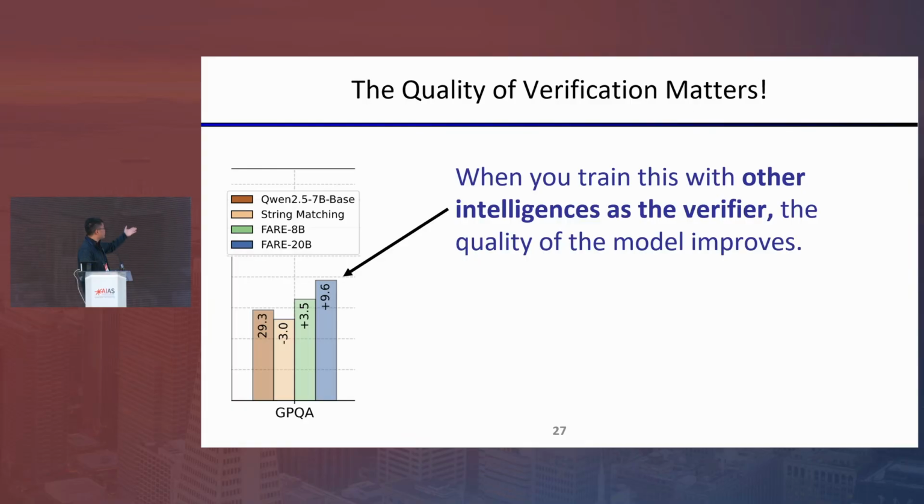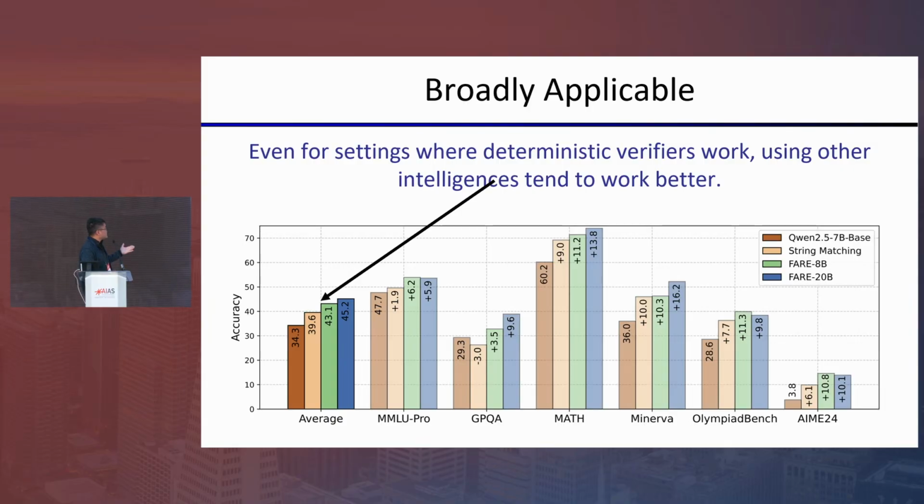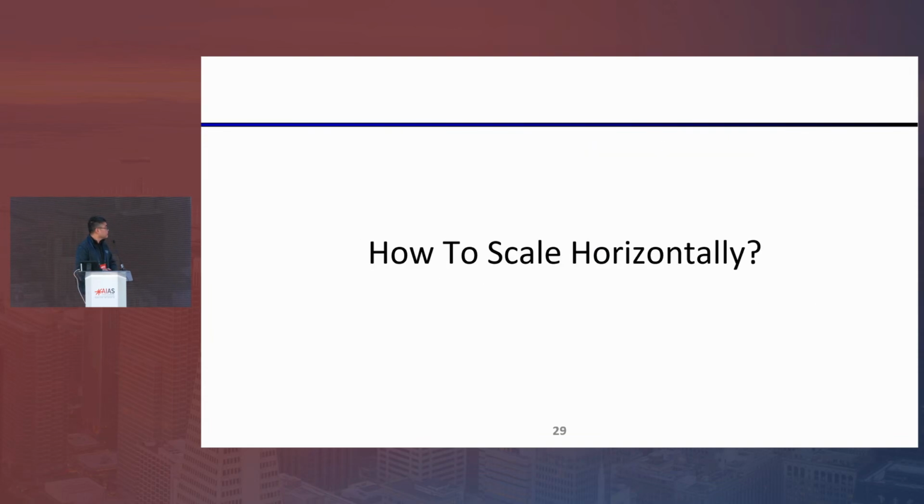Here, you already see that the quality improves compared to the original baseline, 29.3. And the important thing is that on many different benchmarks, even on benchmarks where the basic string matching approach is able to improve the quality of the system, if you later also adopt a new verification system that is based on higher level intelligence, it turns out the performance gets even better. So that's the part of vertical scaling.